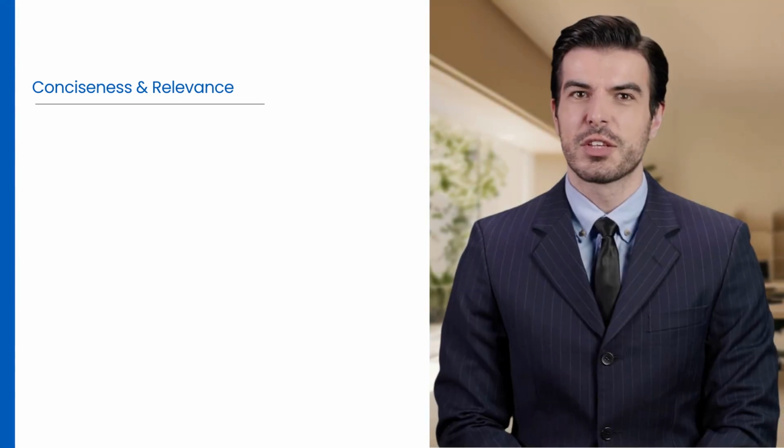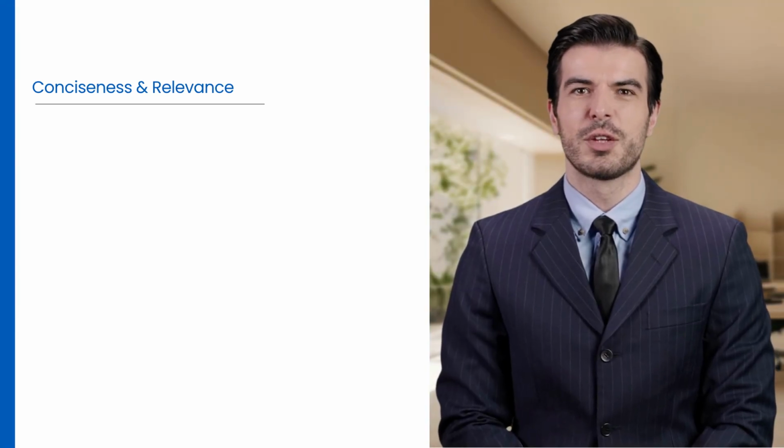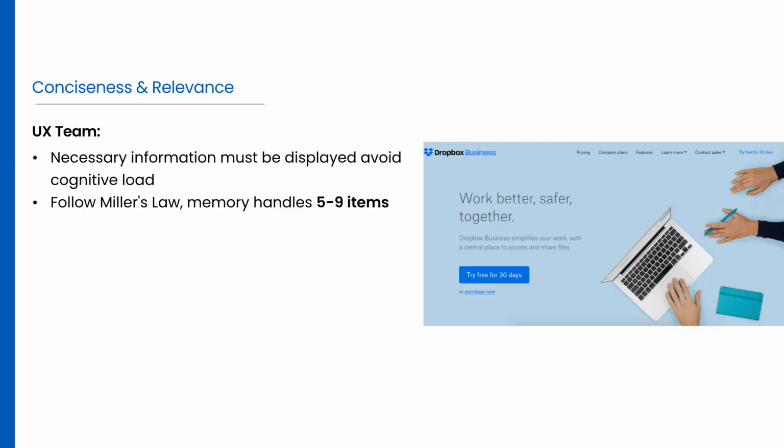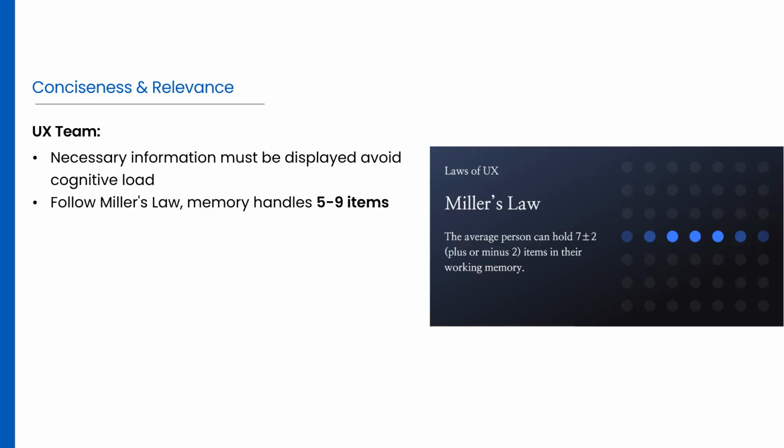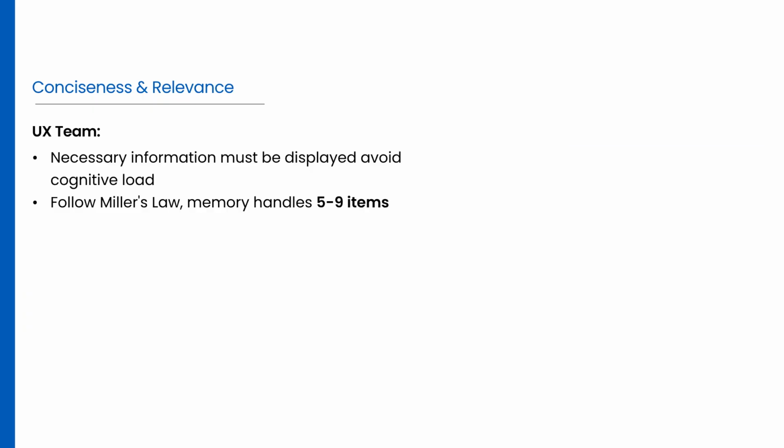Conciseness and relevance must ensure that users see only the necessary information without overload. The UX team must present only essential information and avoid increasing cognitive load. Content must be clear and focused, following principles like Miller's Law, where users can handle around 5 to 9 items at a time. For example, a menu should not display too many options at once, making it easier for users to choose quickly. We will discuss Miller's Law, Hick's Law, and Fitts' Law in the next slide.